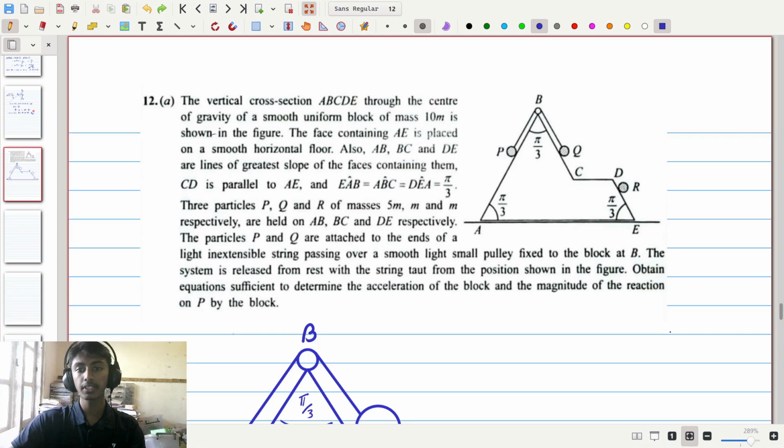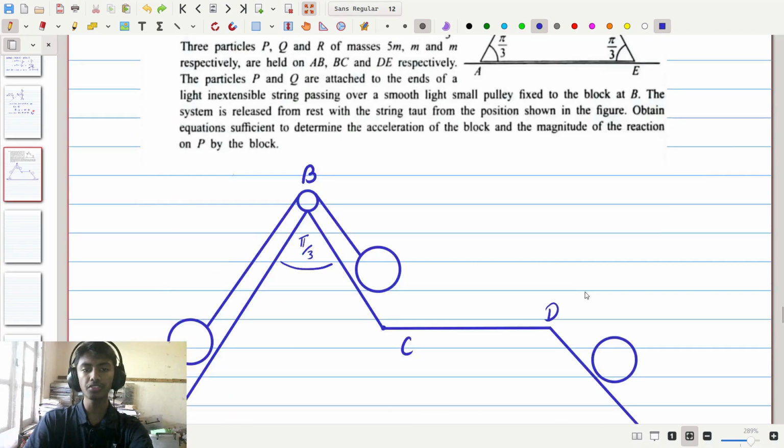It then says, obtain equations sufficient to determine the acceleration of the block and the magnitude of the reaction on P by the block. Now, when it says find equations sufficient, it of course means that we don't actually have to find the exact values. We don't have to find the acceleration of the block, and we also don't have to find the normal reaction that is placed on P by the block. So all we have to do here is just make a bunch of equations in terms of these variables that we can then later use in order to find the reaction here and the acceleration of the block.